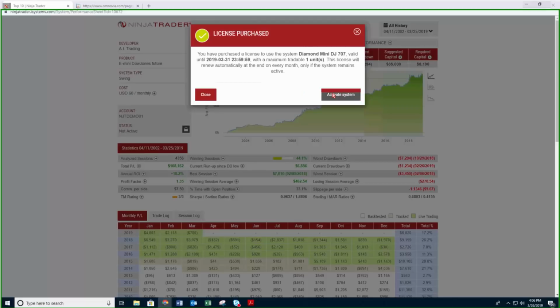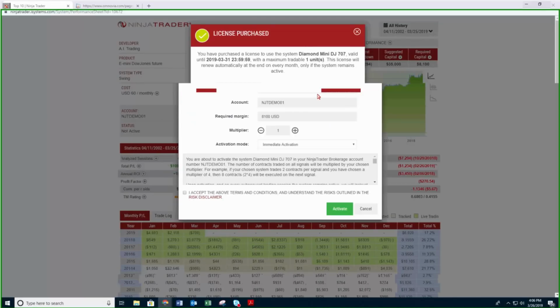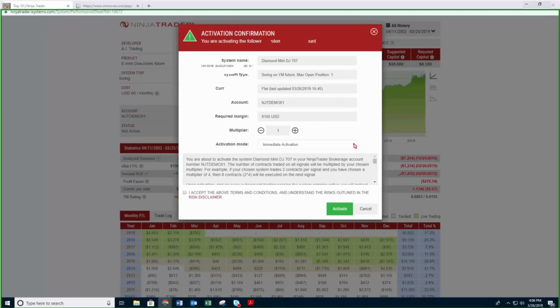You've purchased it. What do you want to do with it? Well, I want to activate it. So now is when it's going to tell you if it's in a position. Right now it's currently flat, so it's going to ask you, do you want to get in immediate? Well, there's only one way to get in immediate, because it's flat, because there wouldn't be a next signal.